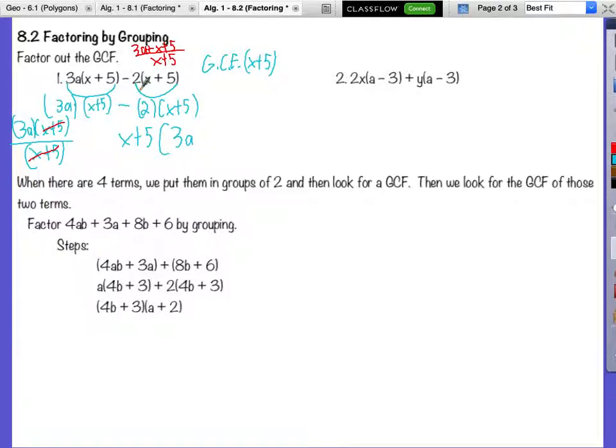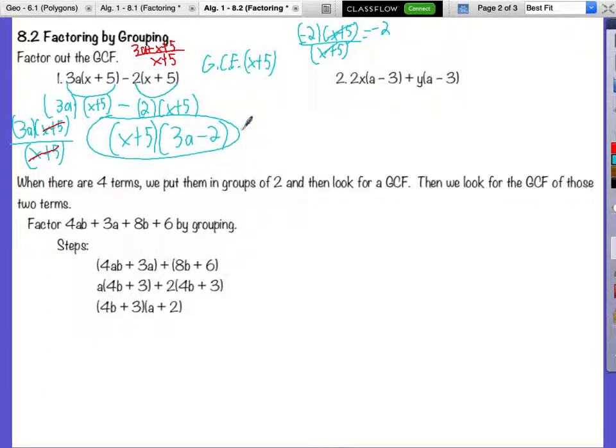So we do the second one. I'll write it up here to have room. We have negative 2 times x plus 5 divided by x plus 5. So what are we going to have left? Just that negative 2, because the x plus 5 you're going to divide out. So here it's going to be negative 2 in the second parenthesis. So our factors end up being all of x plus 5 multiplied with all of 3a minus 2. That's what we end up getting as a factor, and that would be our answer.